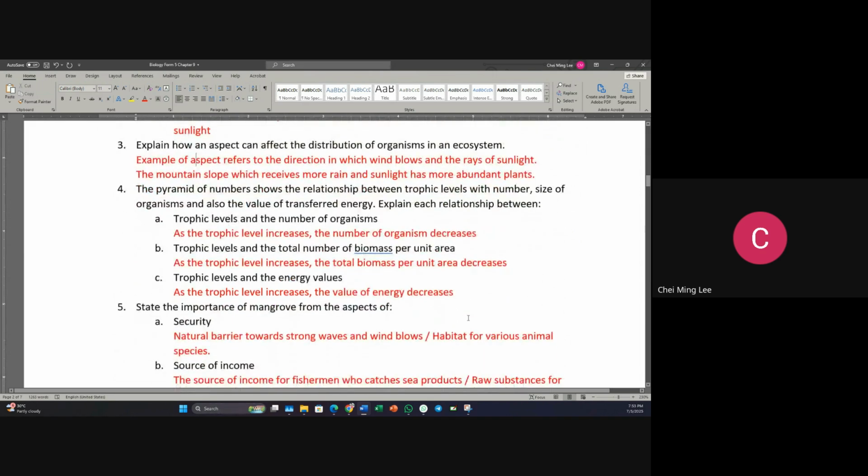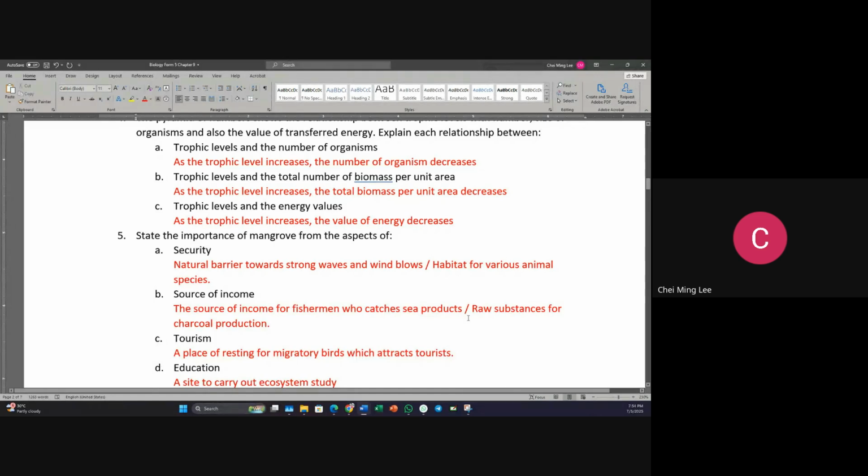State the importance of mangrove from the aspect of security, where it can act as a natural barrier against strong wind and waves, or as a habitat for various animal species. As a source of income, fishermen catch sea products or use it as raw material for charcoal production. Tourism, it can be a resting place for migratory birds, which attract tourists. And education, it is a site to carry out ecosystem study or research.